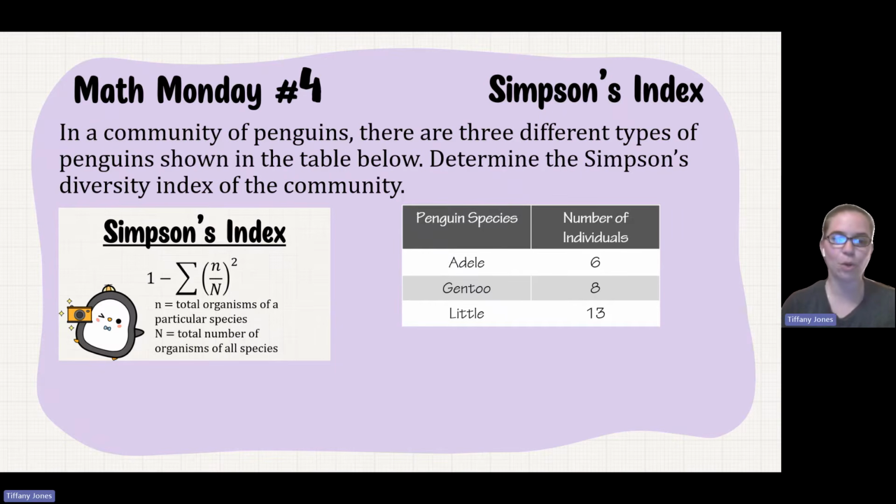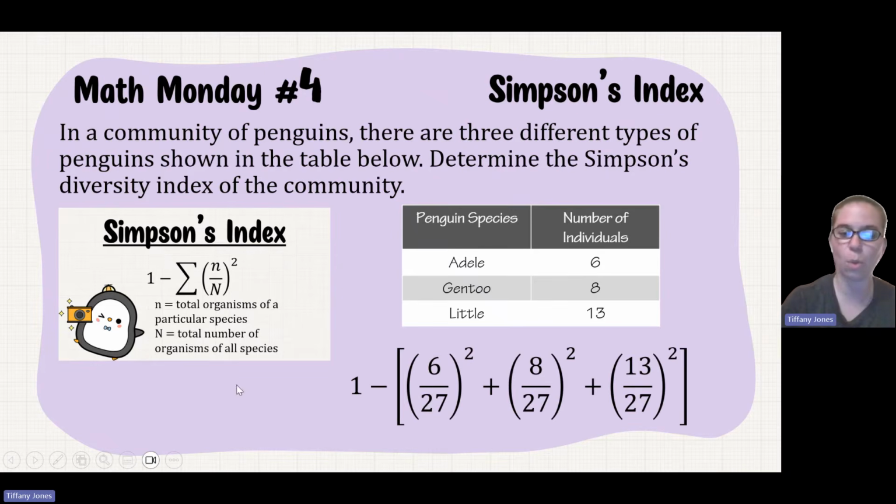And so, as I said, we're going to use the summation. So that means that I need to solve the Adelie, the Gentoo, and the Littles. Okay, so I'm going to go ahead and sub them in. So I've got 1 minus, which we have in our formula. And then I'm going to put all my summations together so I can add those all together before I do the 1 minus. So I need to figure out what my capital N is. So 6 plus 8 is 14, plus 13 is 27. So my capital N is going to be 27 for each of these.